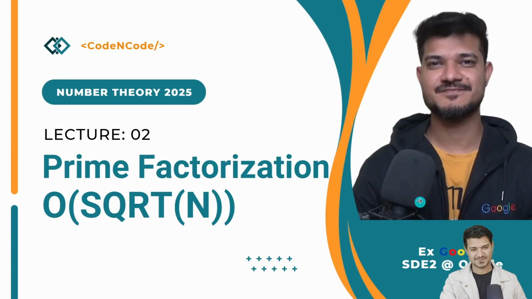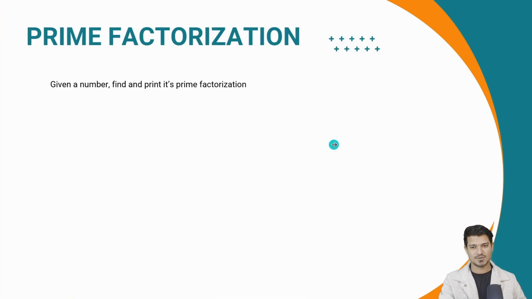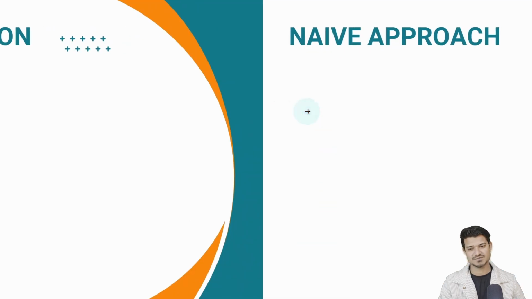In this lecture, we are going to learn how you can prime factorize a given number n in square root of n time. All right, so let's get started. So the problem statement is very simple. You are given a number n and you have to print its prime factorization. So if the input is 5, of course the output is 5 because 5 is prime. If the input is 12, the output should be 2 2 3, which is 12's prime factorization. As simple as that. This is the problem statement.